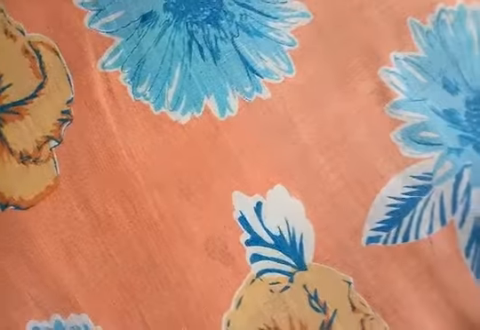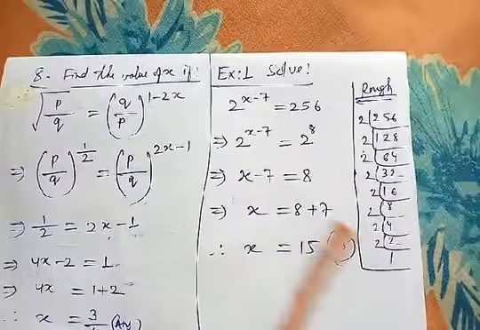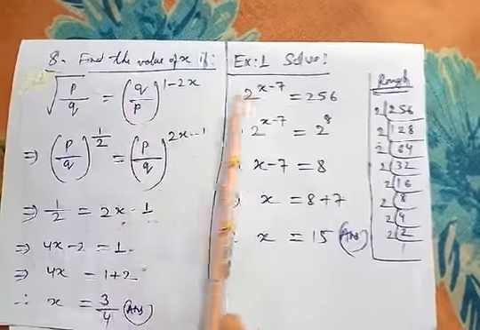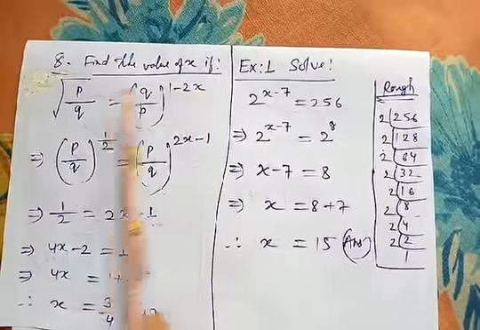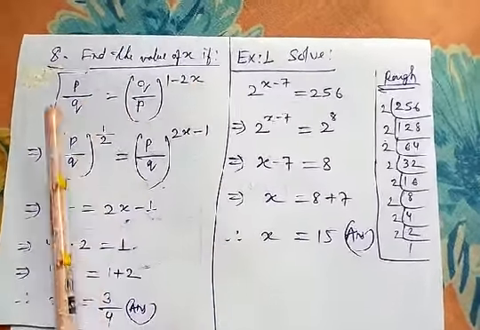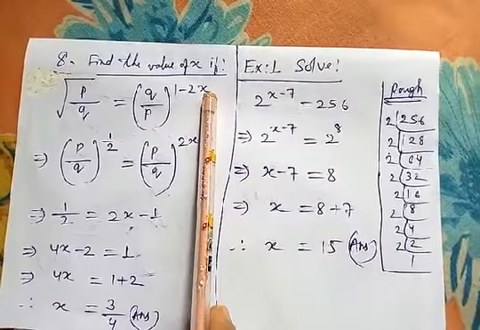So few more questions I want to discuss, children. One more question I have here. Question number 8. Find the value of x. So here x is at the power. Here p and q are also unknown variables, but the demand is to find the value of x.